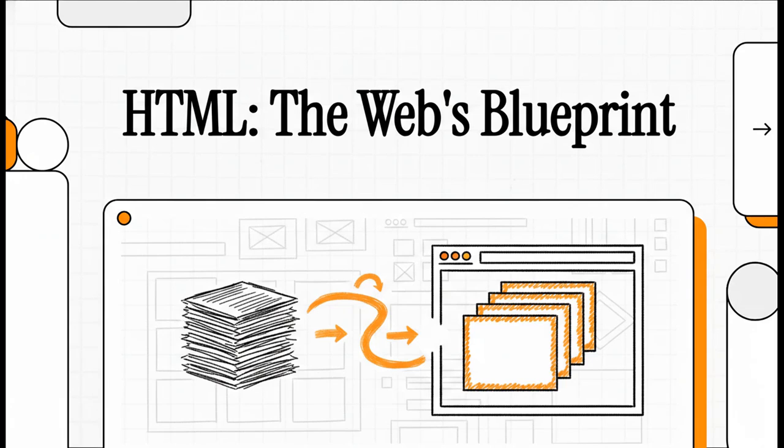Have you ever just stared at a web page and wondered how it all works? How does a bunch of plain text get turned into something clean and organized? Well, it's not magic, it's actually a blueprint, and that blueprint is called HTML. So let's dive in and see exactly how it works.